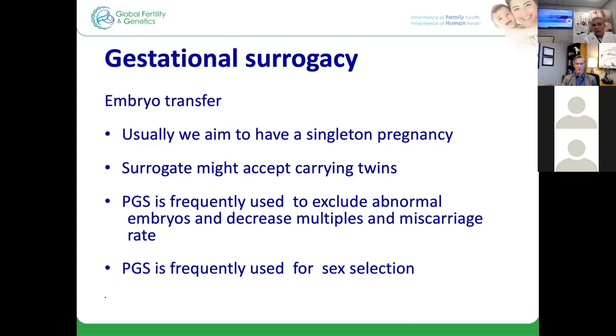PGS, or pre-implantation genetic screening, is used much more frequently in surrogacy cycles to exclude abnormal embryos, and also to make us only put one normal embryo back into the uterus. One other reason PGS is frequently used is for sex selection. Many of the intended parents want to balance their family or choose a specific sex, and this will have to be done by chromosomal screening.